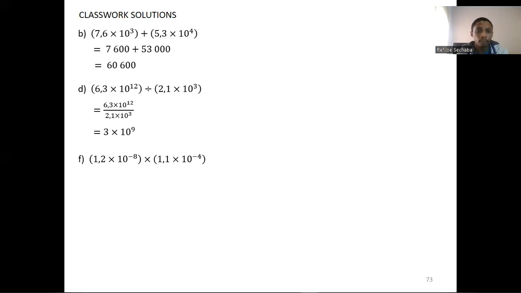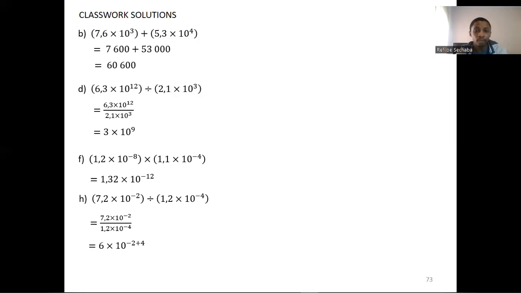You will multiply the numbers first and then you multiply the powers. The numbers will give you how much? 1,32. What about the powers? It'll give you 10 to the exponent of -12, okay? This one here. You put them on top of one another, then you divide numbers with numbers and powers with powers. 7,2 divided by 1,2 will give you 6, and the powers will give you 10 to the exponent of minus 2 plus 4. Remember, when you minus a negative exponent, it ends in 6 times 10 to the exponent of 2.